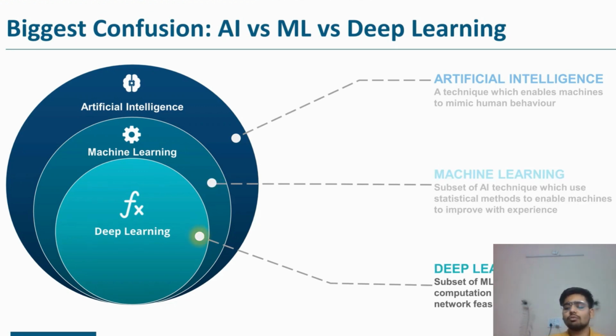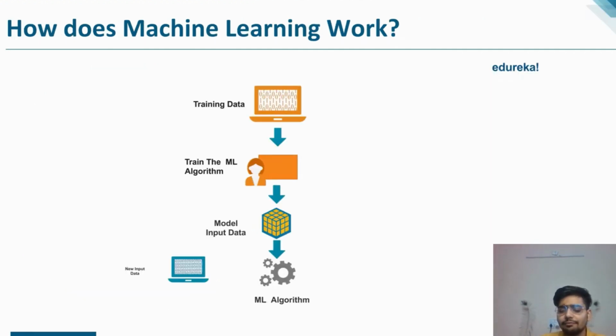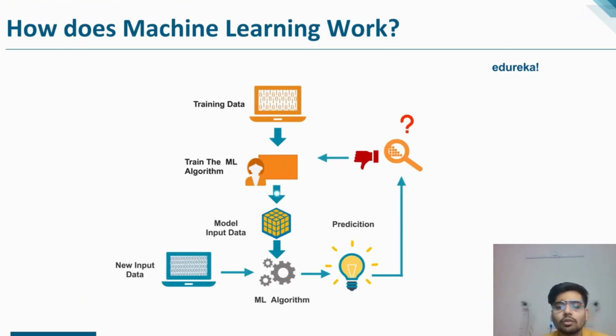Based on the idea, we give decisions to the machines, they access the data, and later they learn by themselves and fix the rules. Another one is deep learning. Next, how does machine learning work?